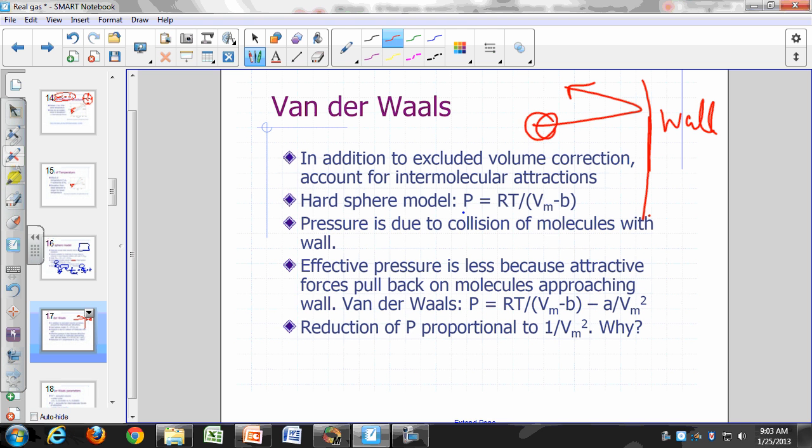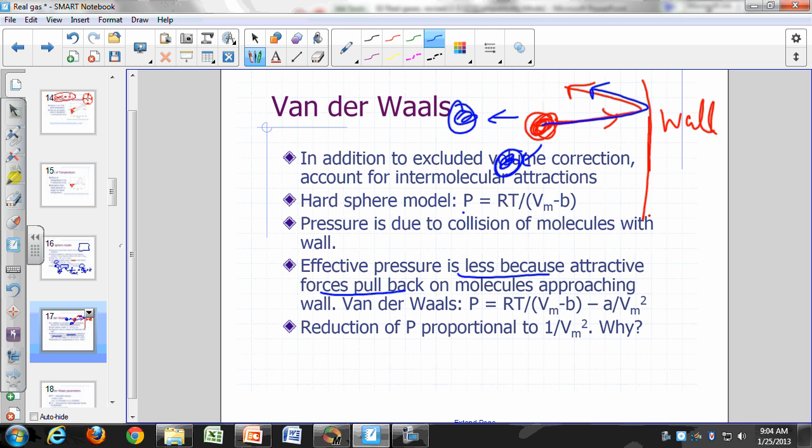But imagine right here now you've got a molecule approaching the wall, and you've got other molecules nearby that are going to attract that molecule. What's going to happen? Is that molecule going to speed up or slow down? If that molecule feels a net attraction to other molecules as it's approaching the wall, will that molecule speed up or slow down? If it slows down, what happens? It's going to impart less force on the wall. So the effective pressure that your gas molecules will exert on the wall will be less because of the attractive forces that are pulling back on the molecules as they approach the wall.